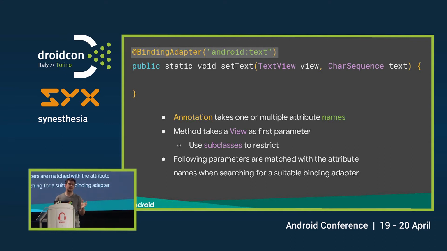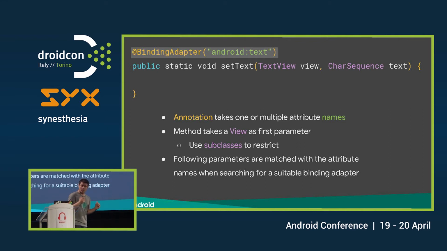Now, let's define a binding adapter a little bit better. It's, again, a static method. It's annotated with BindingAdapter, and it receives one or more attribute names. Let's simplify for now and assume that there's only one attribute name. The method is always going to get a view as the first parameter. And the second parameter is going to be matched against the attribute.